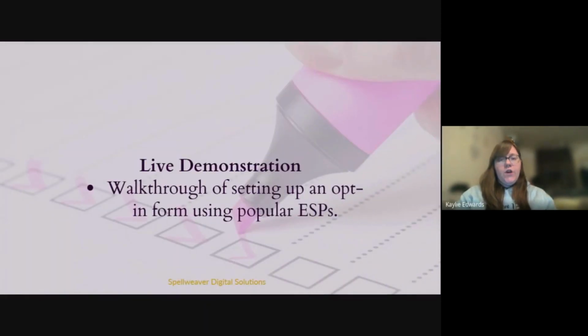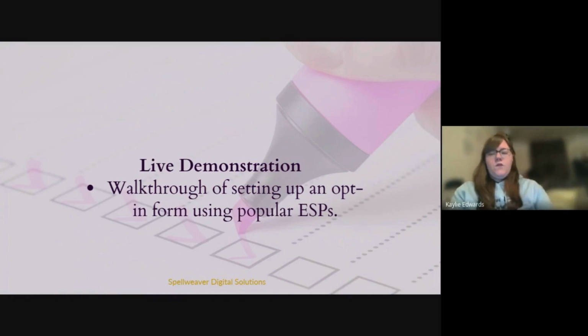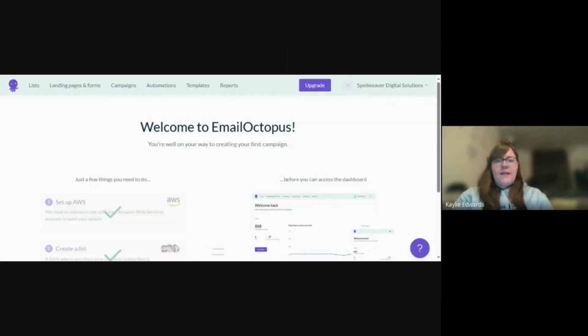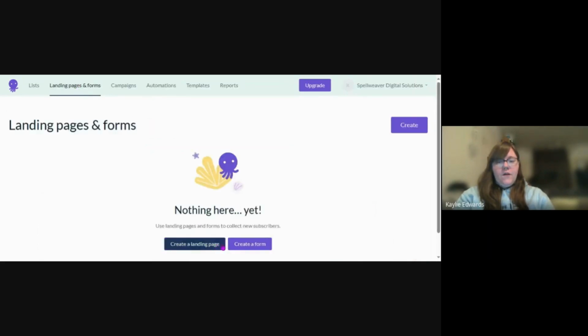Okay, so now we're going to go through the live demonstration walkthrough of setting up an opt-in form using a popular ESP, so email service provider. We're going to set up an opt-in page through Email Octopus. So if we go to landing pages and forms, we're going to create a landing page. So we're going to start with creating a landing page in Email Octopus.